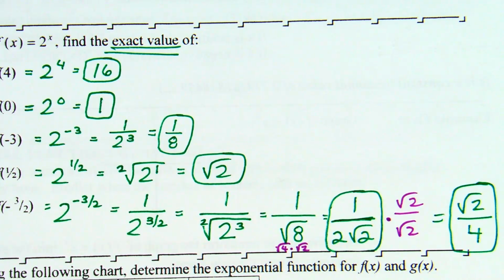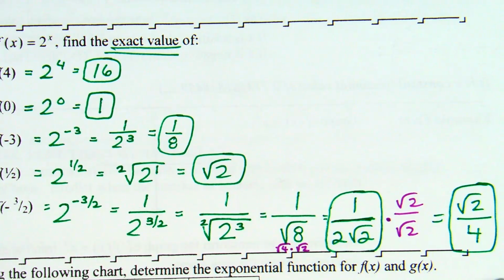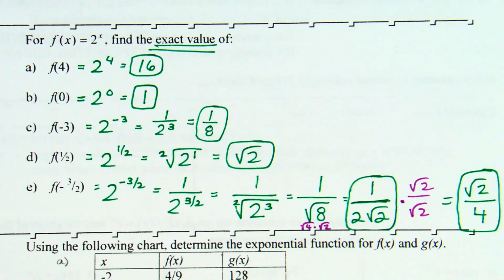Again, it depends on the situation. But if we want to go totally simplified, it's radical 2 over 4. And why am I not simplifying my 2 fourths? Because 2 is under the radical. They have to be both in or both out of the radical to simplify that. Okay. Questions on that section? Moving along.